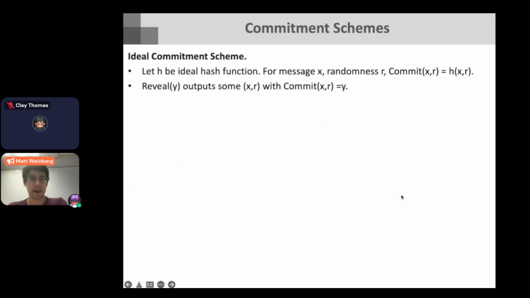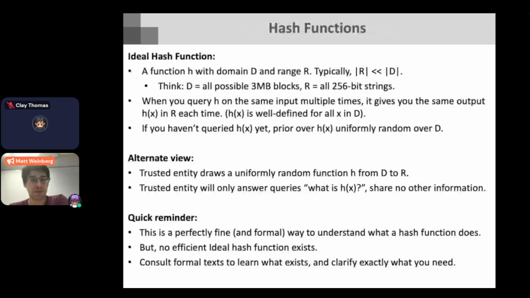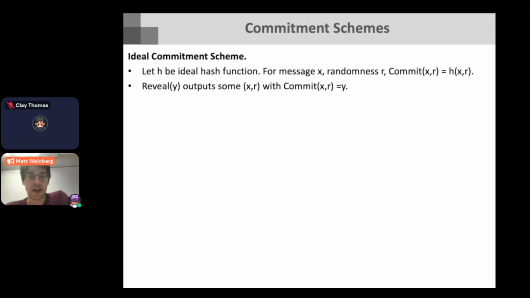Okay. All right. So I'm going to move on to primitive number 2. And the second one is a commitment scheme. And here's how I'll describe it in this ideal language. Say that you have access to an ideal hash function, using the language I used on the previous slide. Then commit is just some function that takes as input a message X and randomness R, and just outputs the hash of X and R.